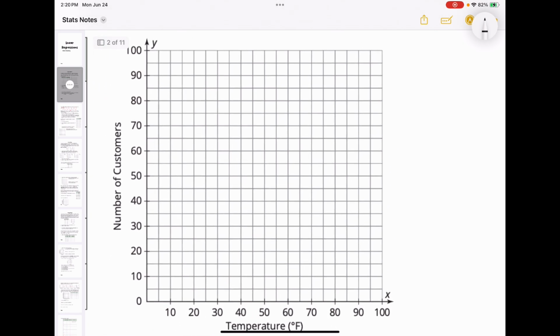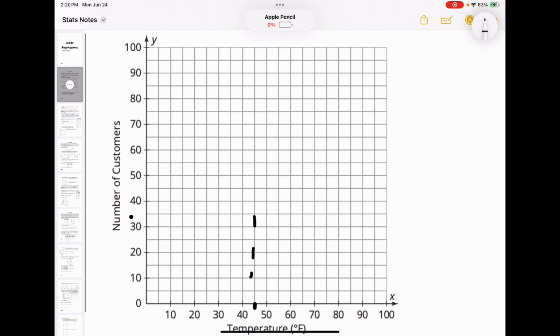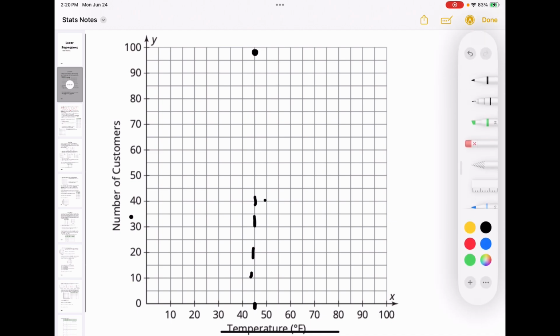All right. So on your paper, you can see the first point is 45, 97. So this is my 45 on the x-axis, and then I'm going to go up to 97, which is almost to 100. So I'm going to draw these dashes, and it's going to be right here. All right, then our next point is 25, 55. So 25 is right here, and then 55 is right there.